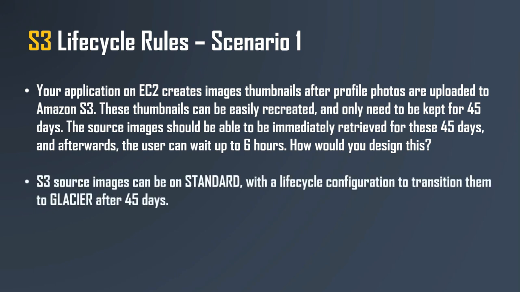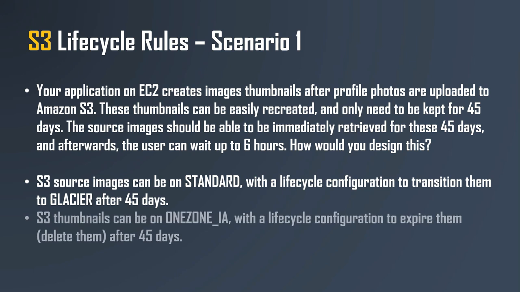So the S3 source image can be on the standard class, and you can set up a lifecycle configuration to transition them to Glacier after 45 days. Why? Because they need to be archived afterward, and we can wait up to like 6 hours to retrieve them. And then for the thumbnails, they can be One Zone-IA. Why? Because we can recreate them, okay? And we can also set up a lifecycle configuration to expire them or delete them after 45 days.